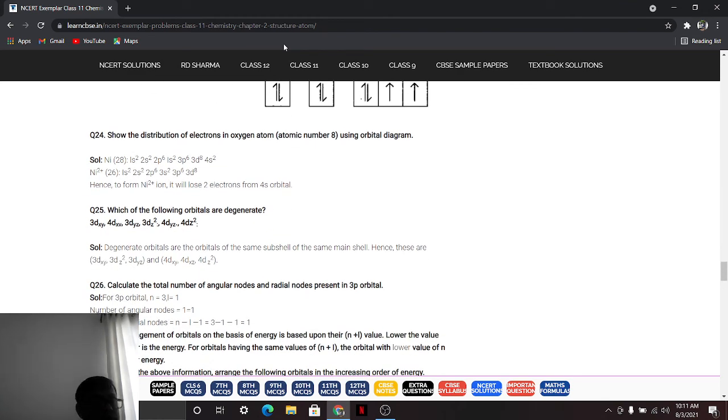Calculate the total number of nodes, angular nodes, and radial nodes present in 3p orbital. For 3p orbital, n is equal to 3, p means l is equal to 1. S is 0, p l is equal to 1. The number of angular nodes is equal to l, that is equal to 1. Number of radial nodes is equal to n minus l minus 1, that is equal to 3 minus 1 minus 1, that is equal to 3 minus 2, equal to 1.